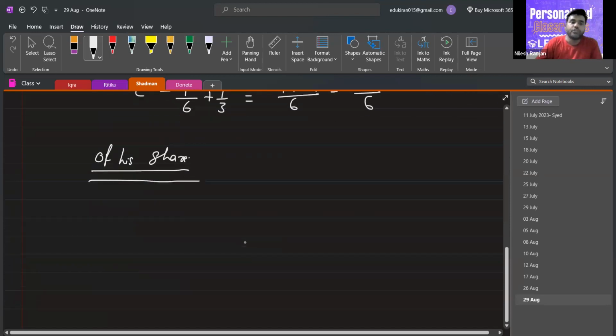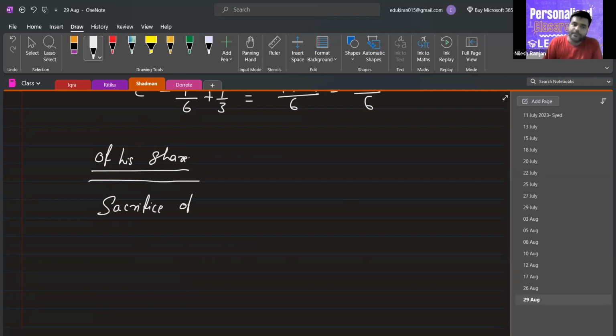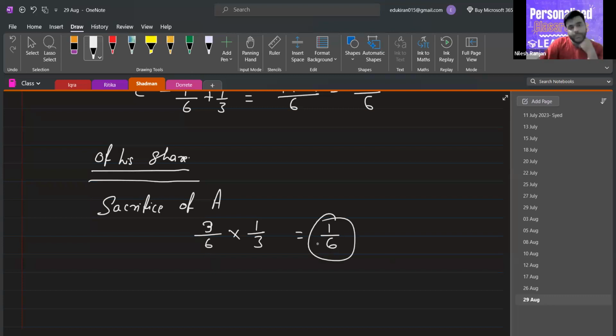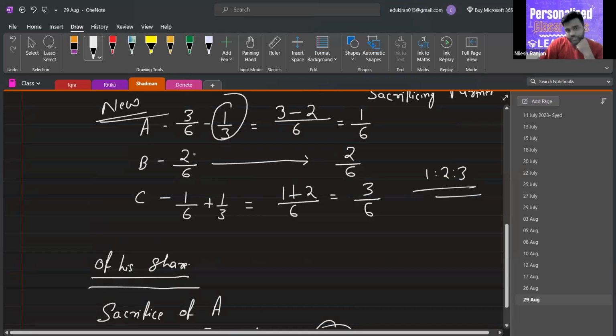But in "of his share", you need to calculate sacrifice first. So the sacrifice of A is 3/6, his share, into 1/3 of his share. So it is 1/6. Now it is sacrificed, and then we will repeat the same procedure which was done here.